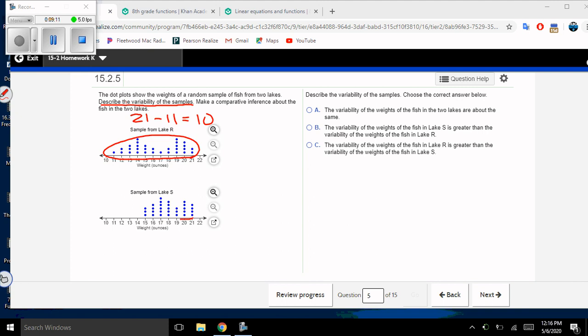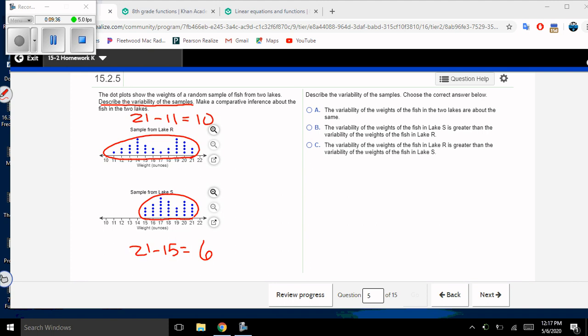If we take a look at this one down here, Lake S, we're at 21 to 15, and 21 minus 15 means there's a variability of 6, right? So this is more concentrated in Lake S. They are closer together in Lake S, and they are farther apart in Lake R. So in Lake R, we have more variability is what we're saying.